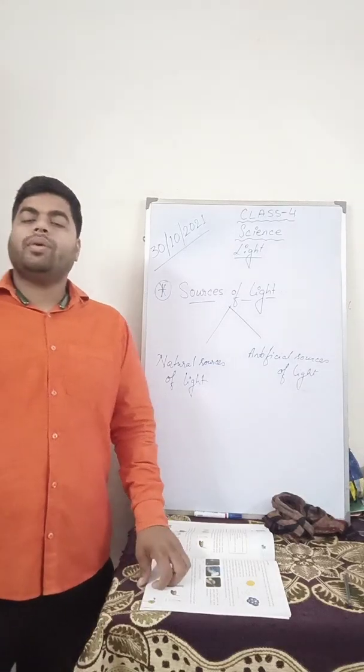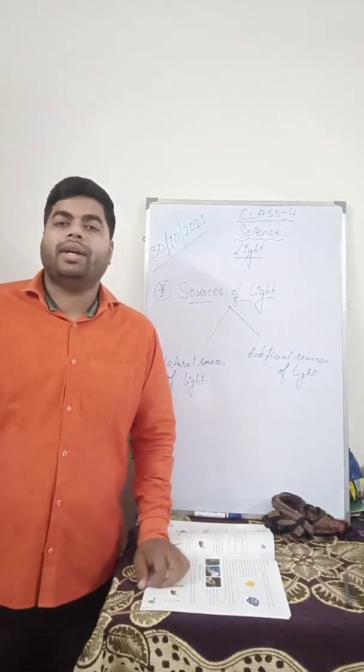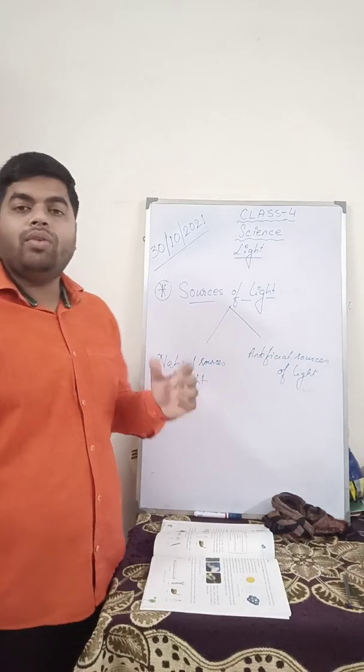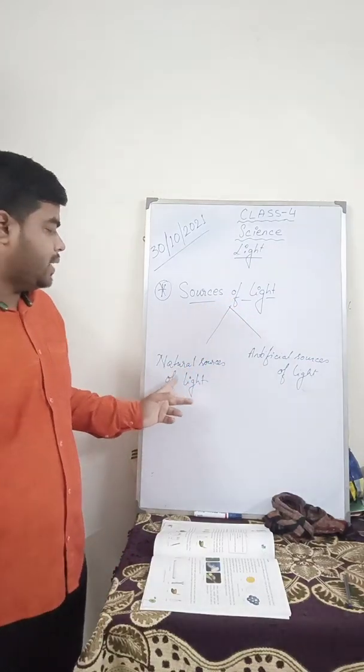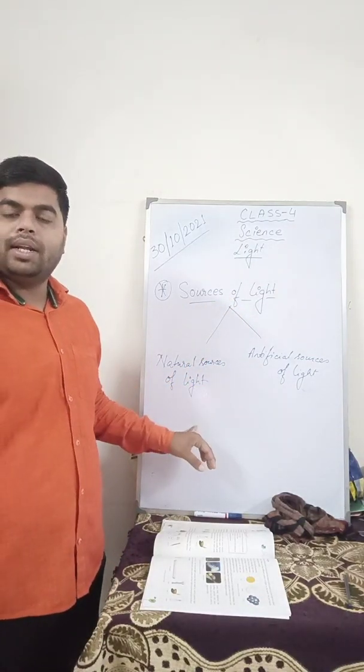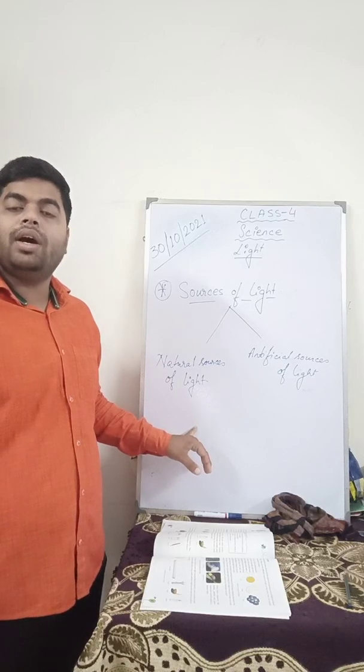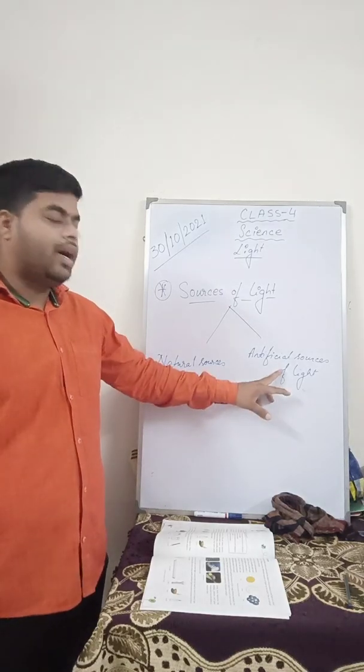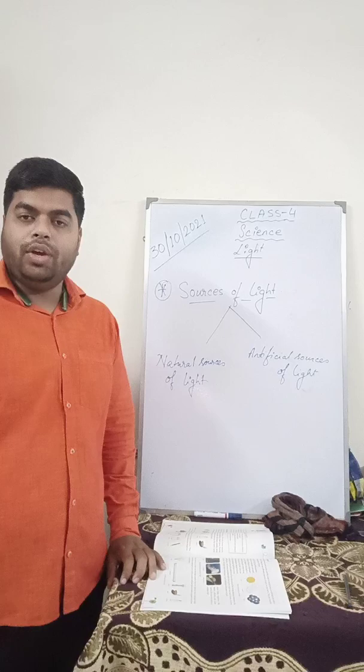So I hope all of you have understood these sources of light. Let me remind you again, sources of light are where we get light. They can be of two types, natural as well as artificial. Natural ones occur naturally and are created by God. Artificial ones are created by human beings.